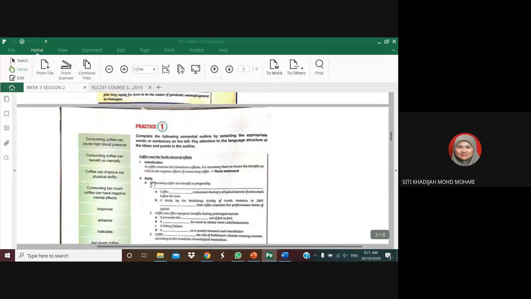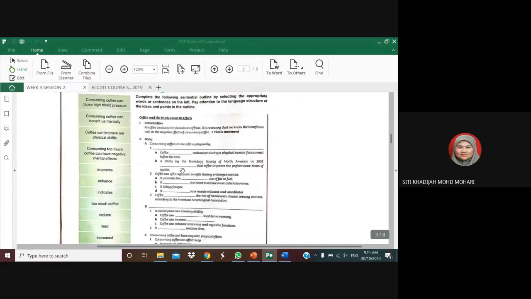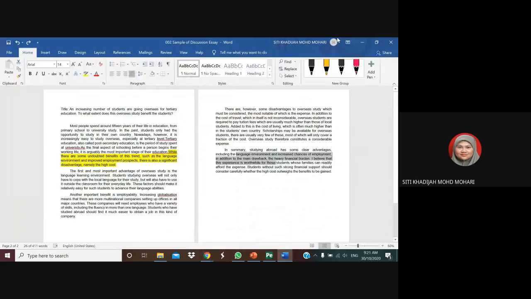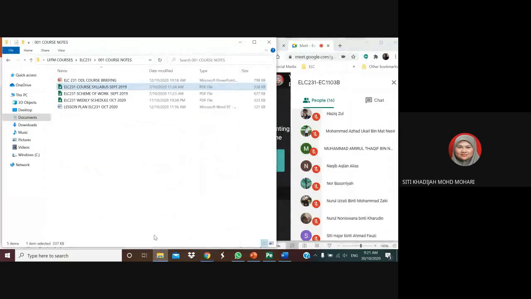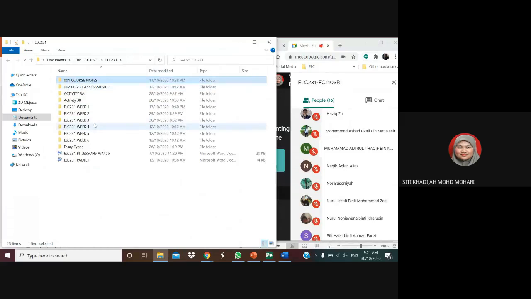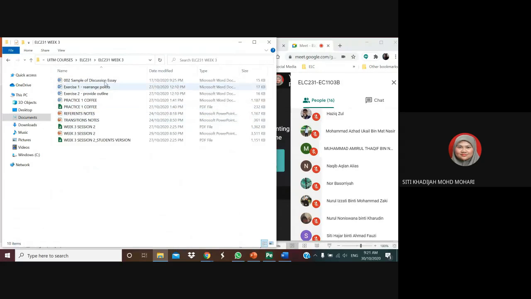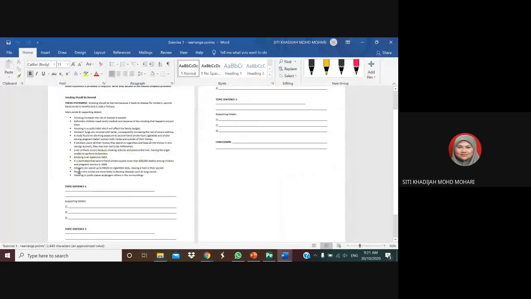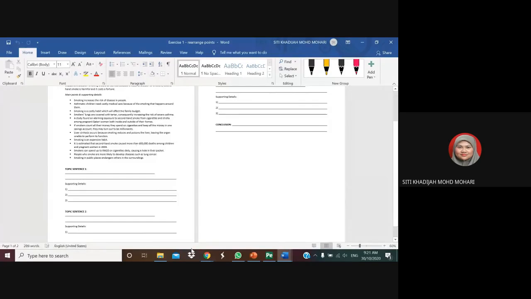And then we are going to discuss this later during our Google Meet class. And then I'm going to give you two exercises, and then you need to complete those as well. And then with 3, I'm going to give you this rearrange points. They're very very easy. You just have to rearrange like what you did just now.